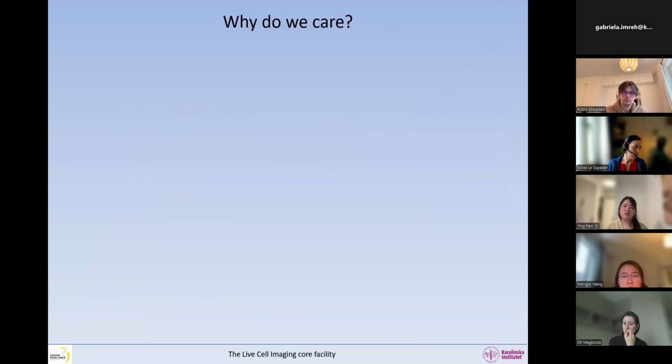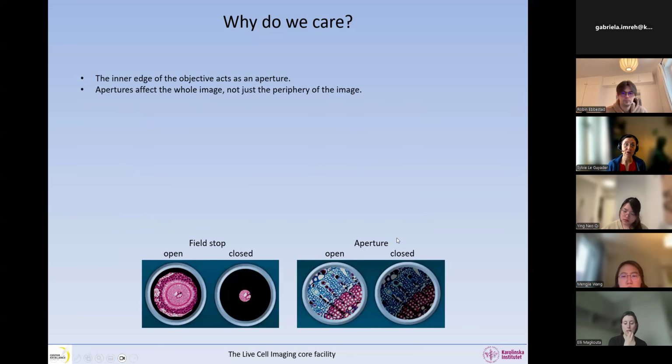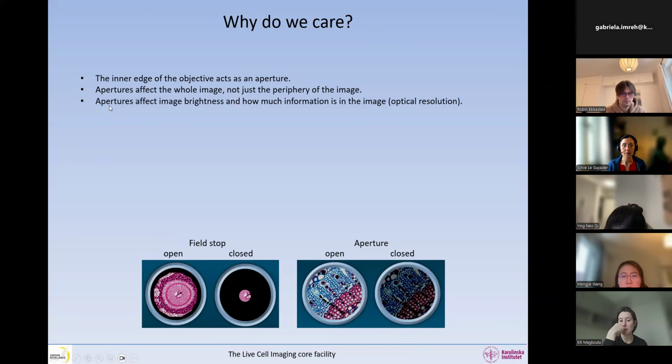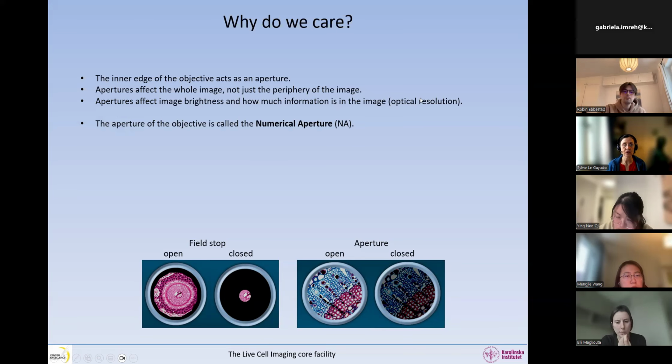So why do we care about all this? As we know, the inner edge of the objective acts as an aperture, and apertures affect the whole image, not just the periphery of the image. So the aperture will affect the brightness of the image. The image is dimmer if we have a smaller aperture. And it also affects how much information is in the image, and that is the optical resolution.